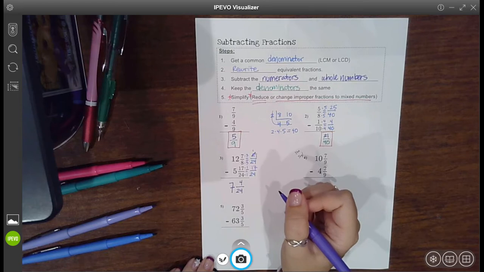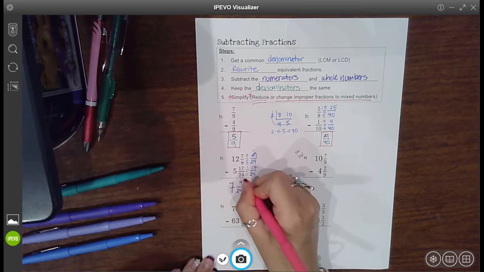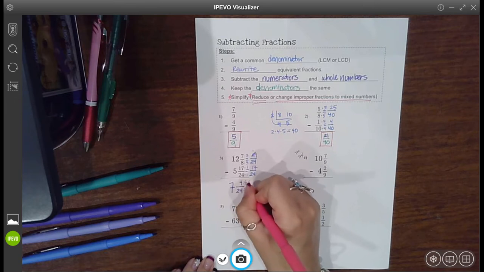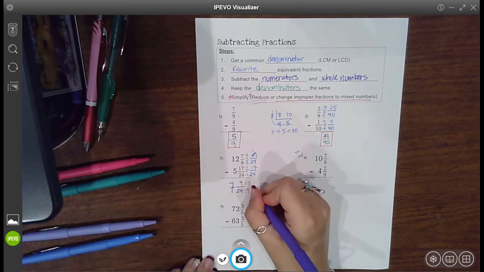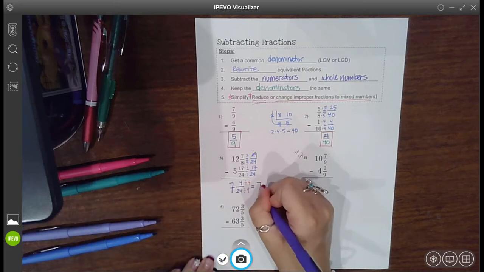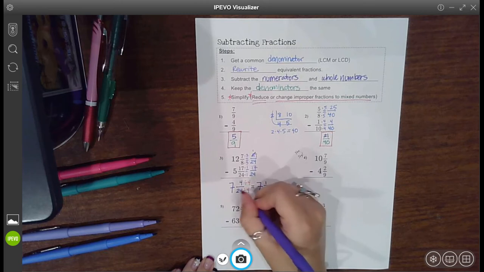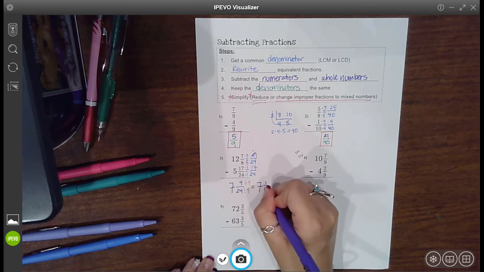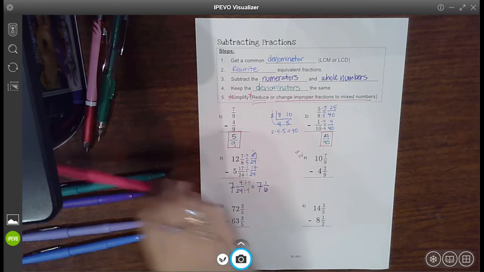And then always double check. Can I reduce it? I sure can. 4 can go into both of these. If you didn't see 4 right off the bat, if you just saw 2, you would have divided by 2 and then divided by 2 again. Okay? Regardless, you still would have ended with 4 divided by 4 is 1. 24 divided by 4 is 6. So you would have ended with 7 and 1/6.